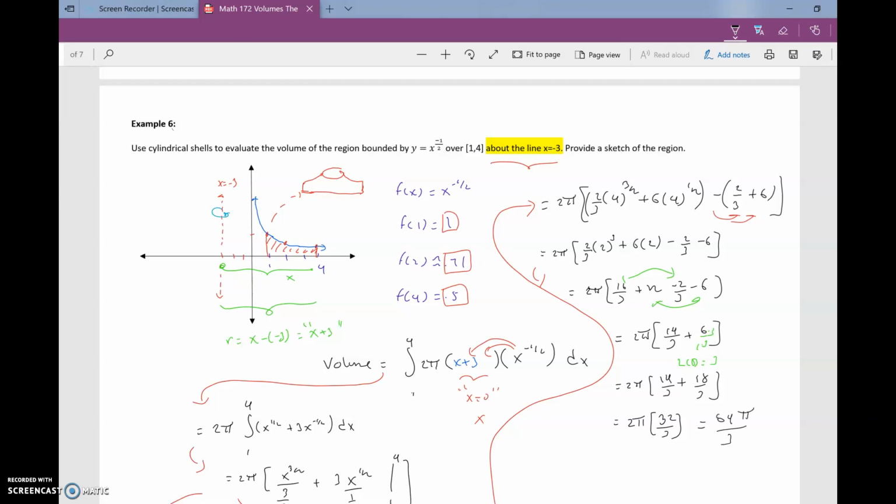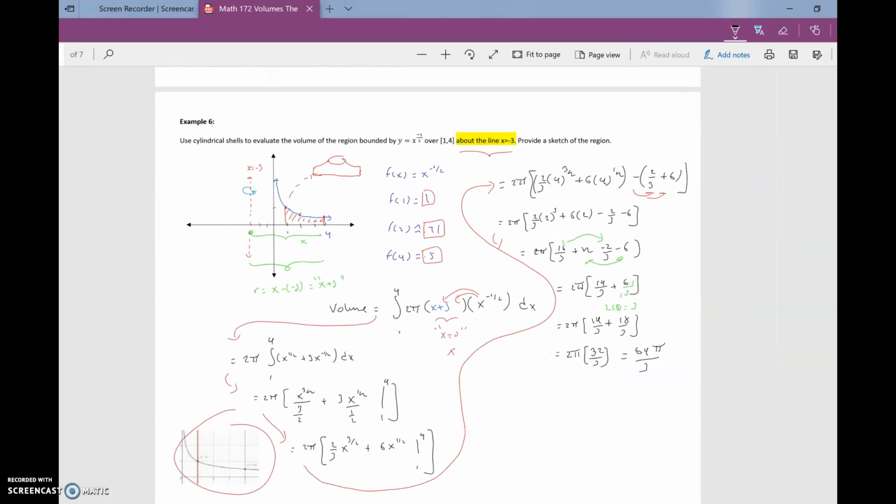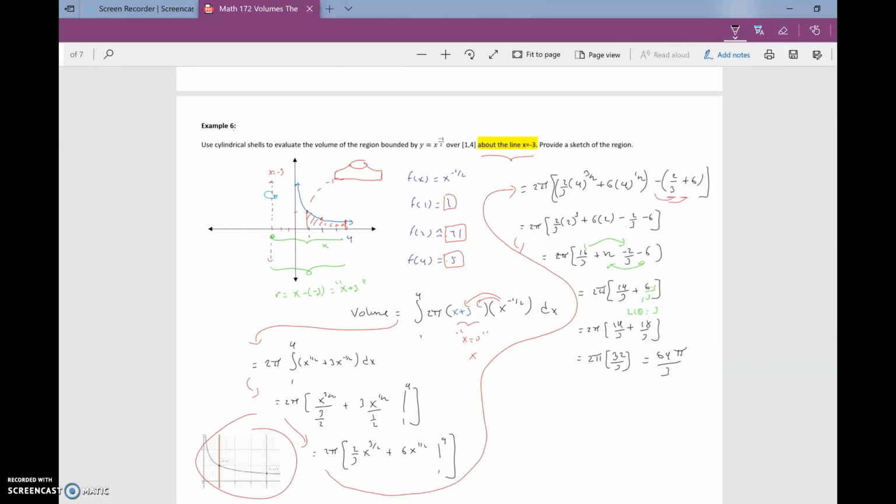And it doesn't reduce, but let me double check. Actually, that's it. A little bit messy. Let me just write it as the volume is equal to 64/3 of pi units to the 3rd power.